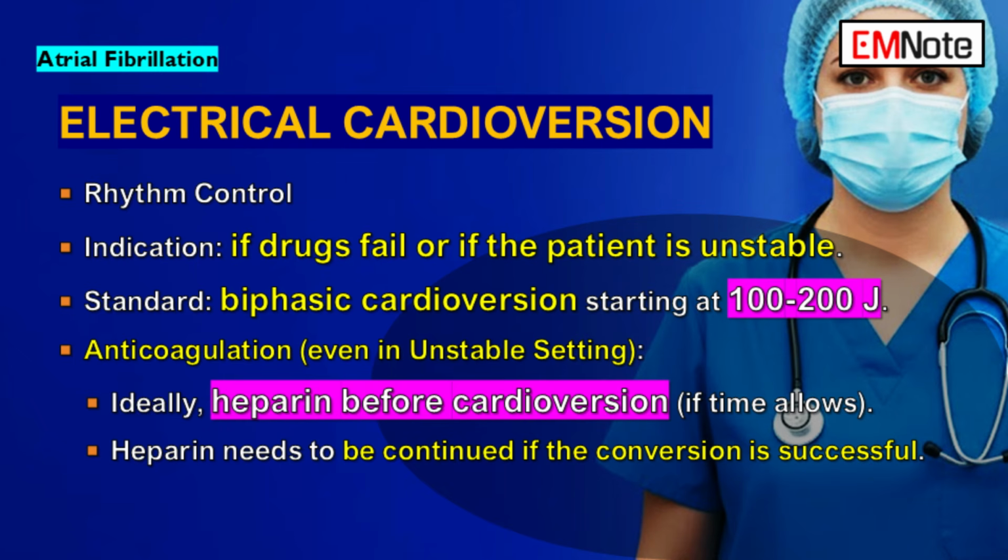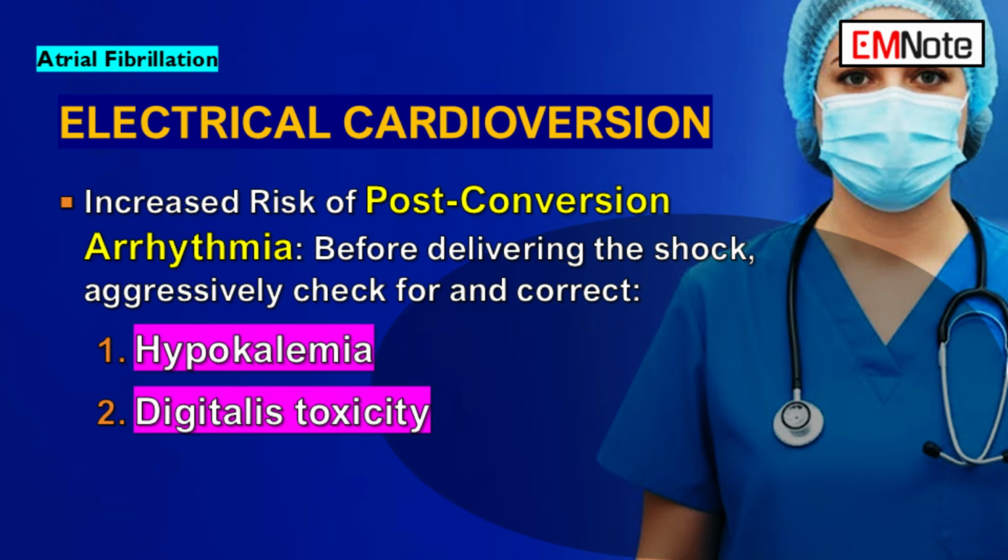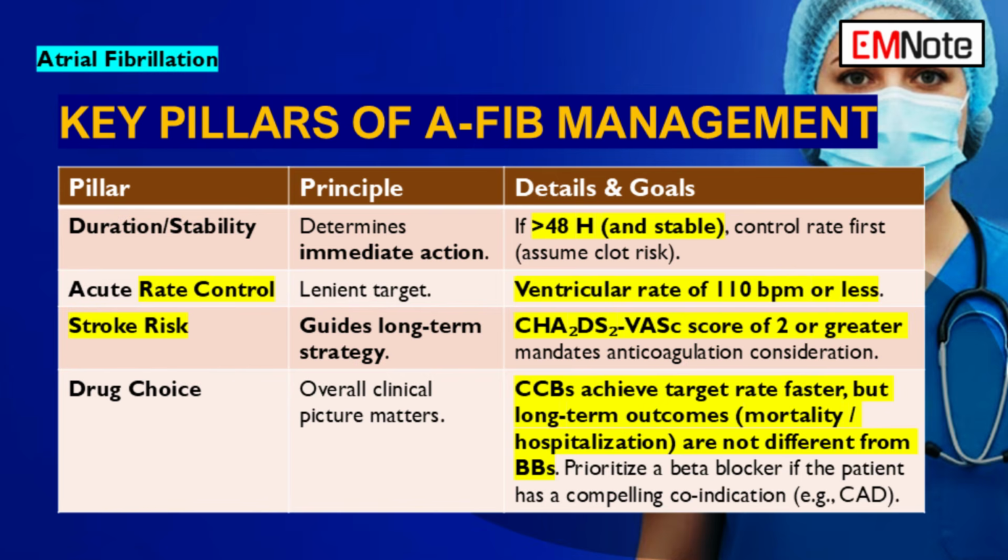And before you deliver that shock, are there any conditions that increase the risk of a bad outcome, like a post-conversion arrhythmia? Yes, 2 big ones are hypokalemia or digitalis toxicity. You have to aggressively check for and correct those right before you convert to reduce the chance of a malignant rhythm afterwards. Okay, let's synthesize the key pillars here.